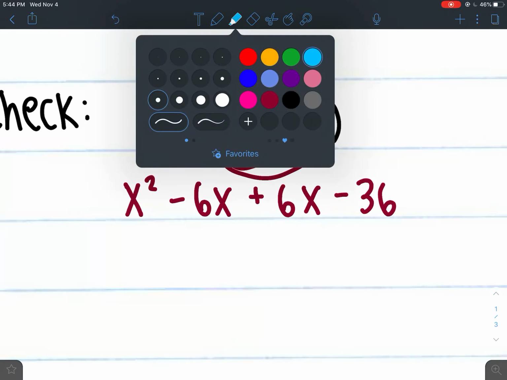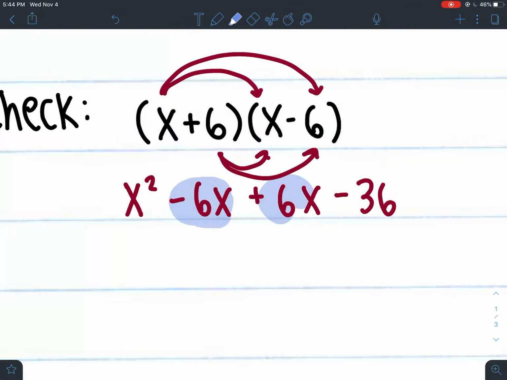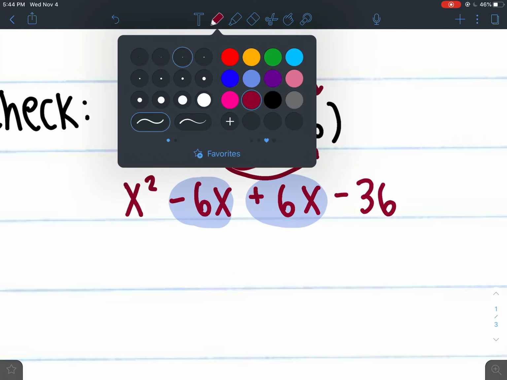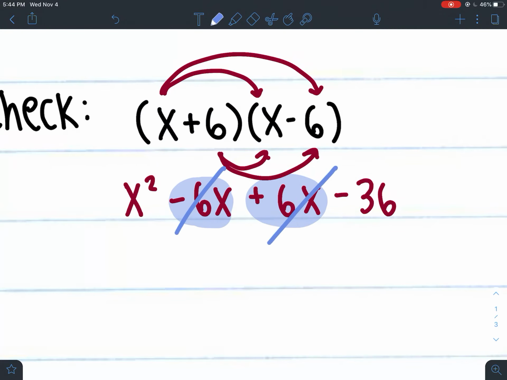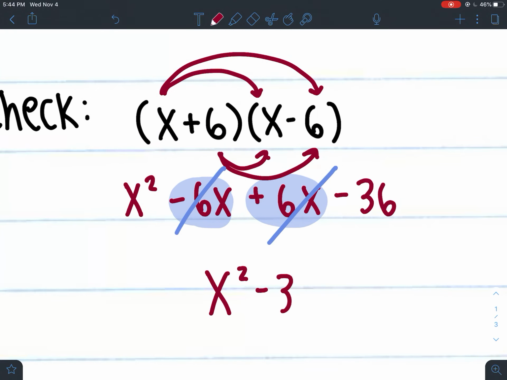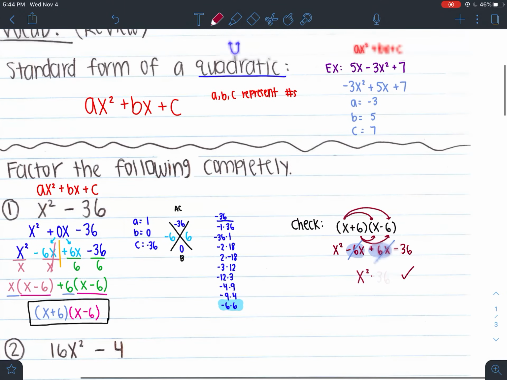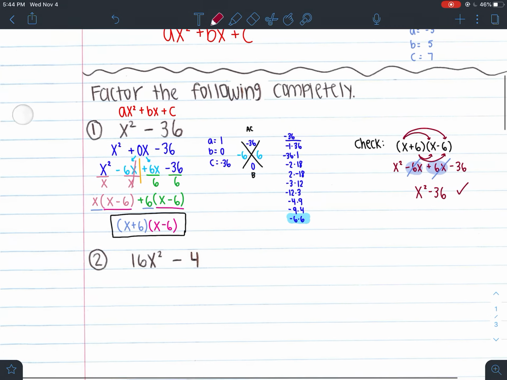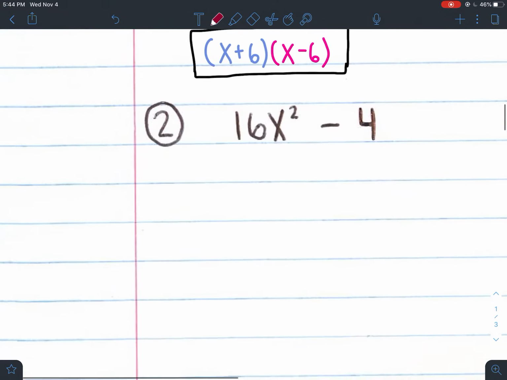Well, I notice that I have like terms here. Negative 6x and positive 6x, what happens here? Well, they cancel each other out. So that's a special case there because they end up canceling each other out. So we just have x squared minus 36. And that's exactly what we started with. So that's how we could check that. Okay, moving on to number 2.